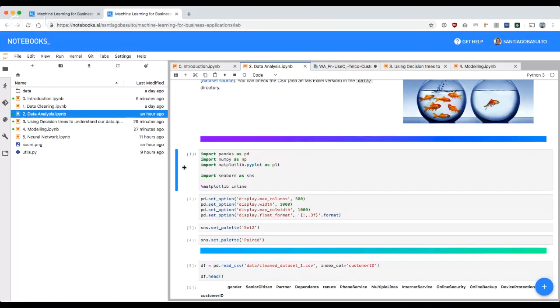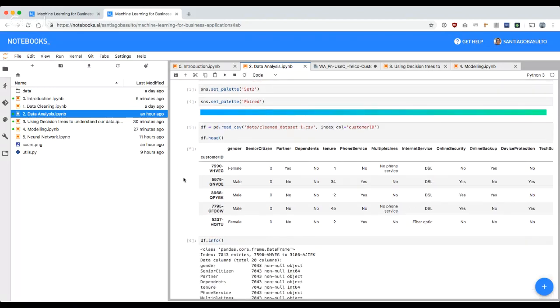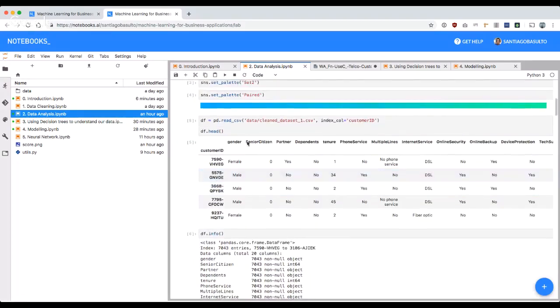I will not get into it in terms of code, but I want to show you some of the findings that we did, again, in just a very quick exploratory data analysis process, because again, the idea of this workshop is to focus on the machine learning part. So these are the columns, the features, the characteristics of each one of these customers.